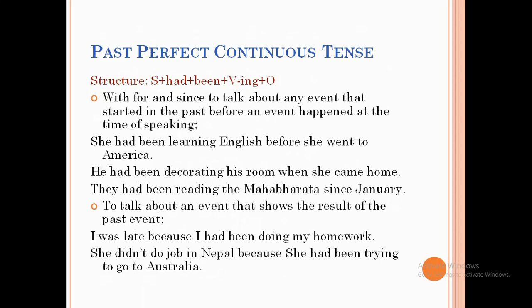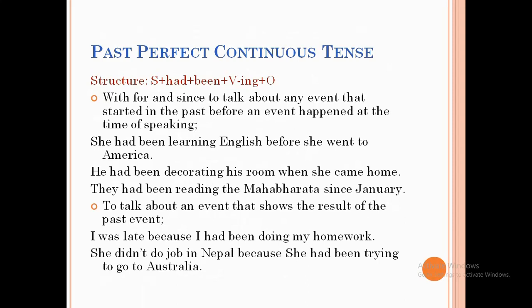Let's see the examples. She had been learning English before she went to America. Another example, he had been decorating his room when she came home. See, he had been decorating his room before she came home. Another example, they had been reading the Mahabharata since January.